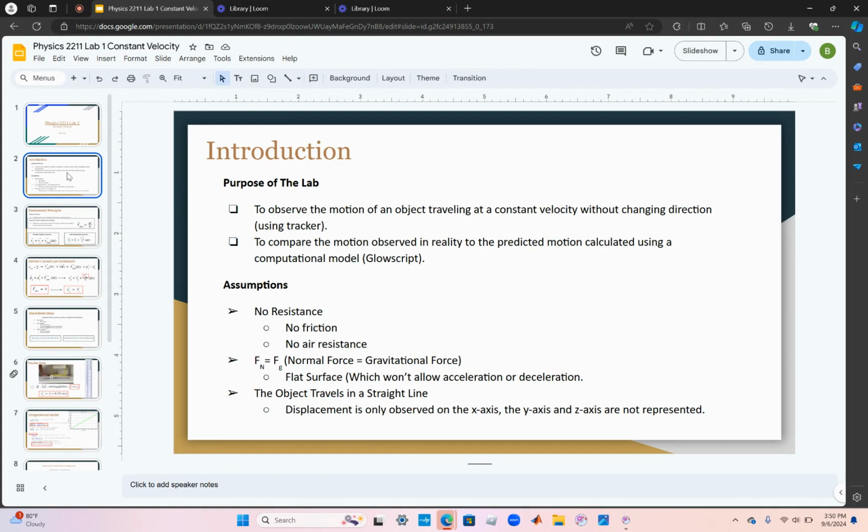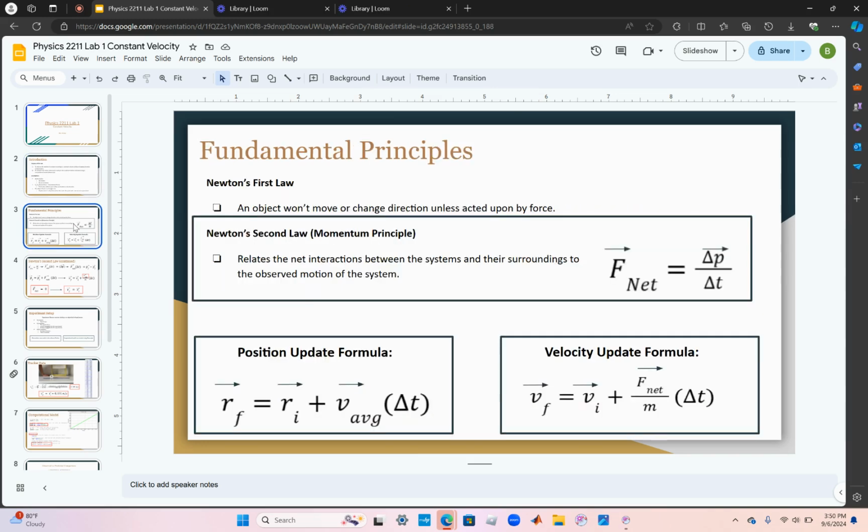Some assumptions we will be making are that there is no resistance of any kind, therefore there is no friction or air resistance. That the normal force equals the gravitational force, or in other words, that we're on a completely flat surface, which won't allow any acceleration or deceleration, and that the object travels in a straight line. The displacement is only observed on the x-axis, and therefore the y-axis and z-axis are not represented.